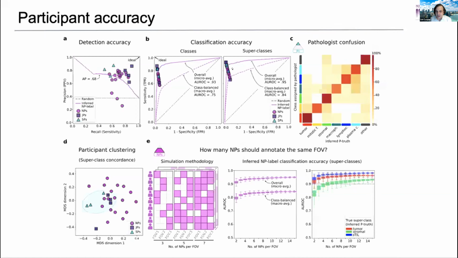For classification, it's pretty similar. When we look at the superclasses and our macro averages, we get a pretty high AUC.